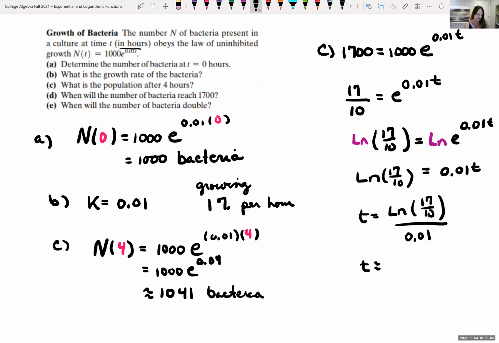So natural log of 17 divided by 10. And then take that and divide it by 0.01. And if you do that, we get t is approximately 53.06 hours.